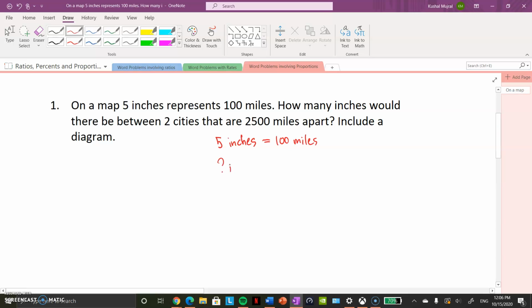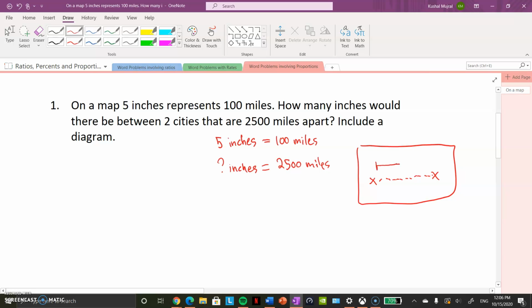So, how many inches are 2,500 miles for this diagram? Okay, so let's just create a map over here. This is the first city, this is the second city, and this length is 2,500 miles. And here we can write 5 inches equals 100 miles. Okay, that's good enough for a diagram.